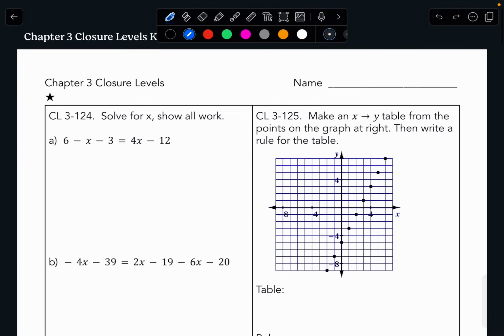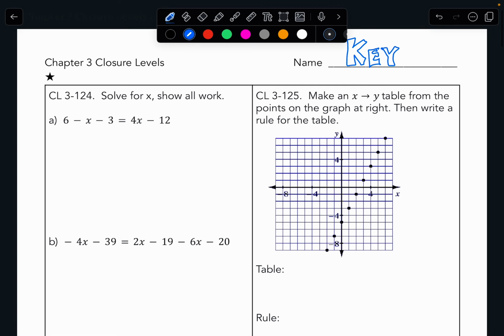Hello, amazing students. Consider this the answer key to the Chapter 3 closure level problems. We're going to go over some details that will hopefully help you prepare even better for any upcoming assessments and also just to get better at math, hopefully. Hopefully you can learn a couple tricks as I go over these problems here.